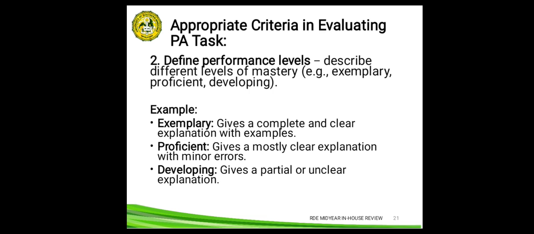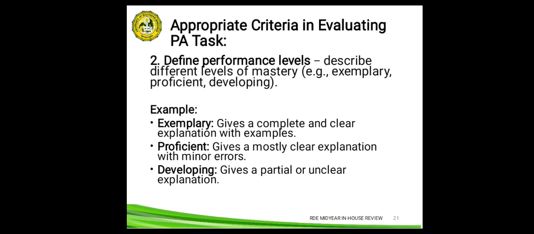Next is define performance levels. Describe different levels of mastery, for example, exemplary, proficient, or developing. So, for example, the exemplary gives a complete and clear explanation with examples. The proficient gives a mostly clear explanation with minor errors, and the developing gives a partial or unclear explanation. So here in define performance levels, we should describe what different levels of performance look like.